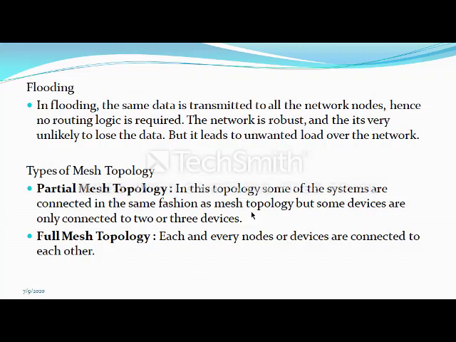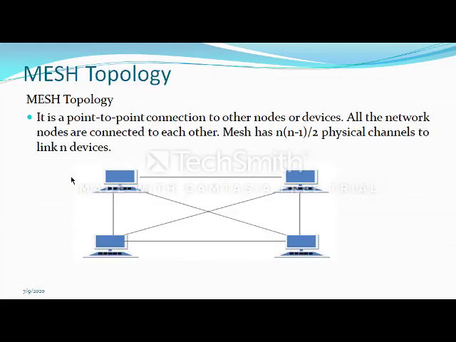The network is robust and it is very unlikely to lose the data. But it leads to unwanted load over the network, isn't it? Some nodes do not require the data, but in flooding, every route transmits the data. So it leads to unwanted load over the network.